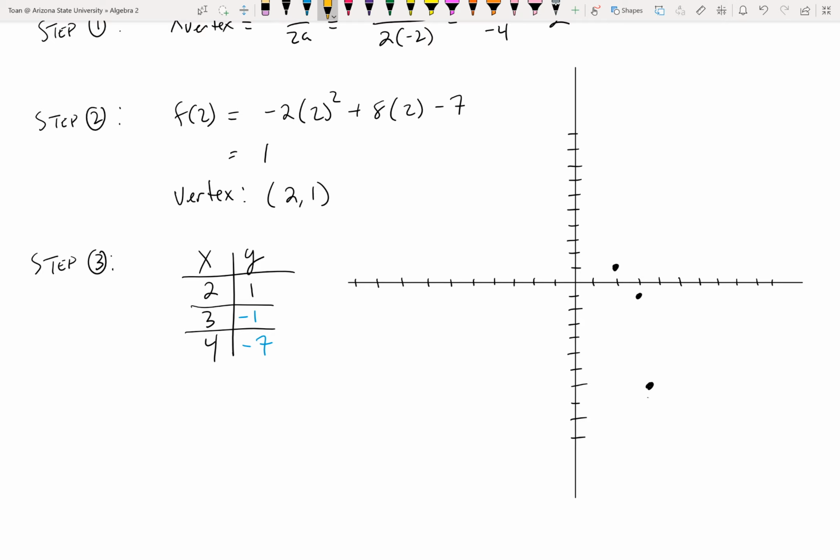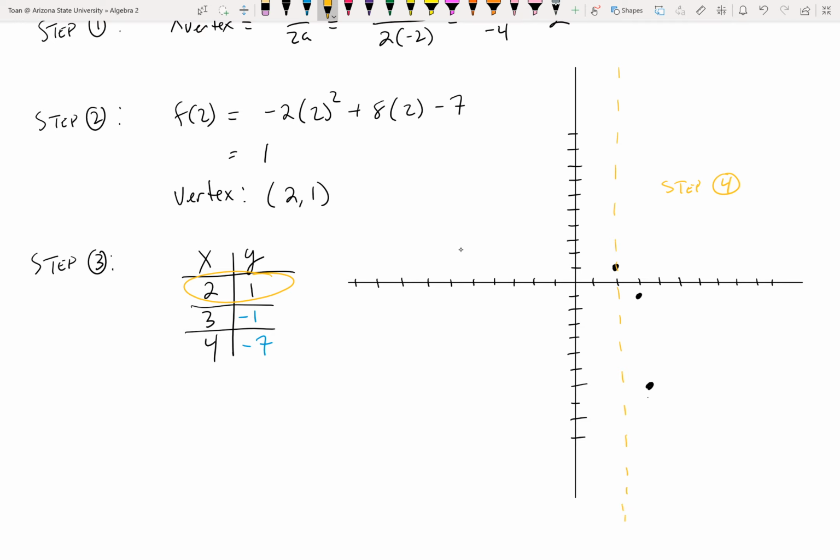So step 4 is to use symmetry. Remember we said that the axis of symmetry always goes through the vertex, and the vertex was 2, 1. So if you imagine a vertical line, you don't actually have to do this when you graph it on your own, but I'm just going to do it for the notes so you can see it. There's my axis of symmetry.